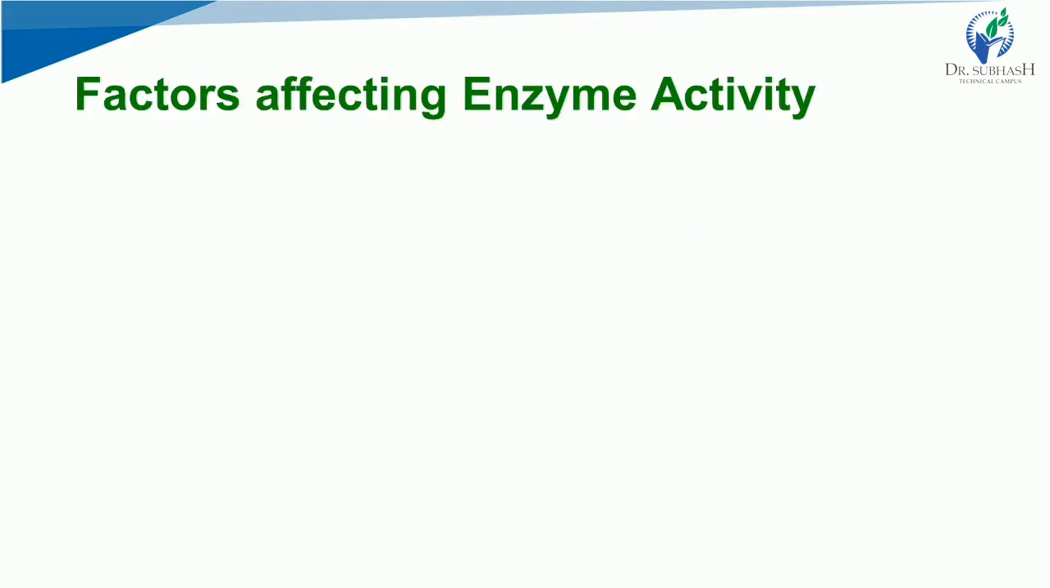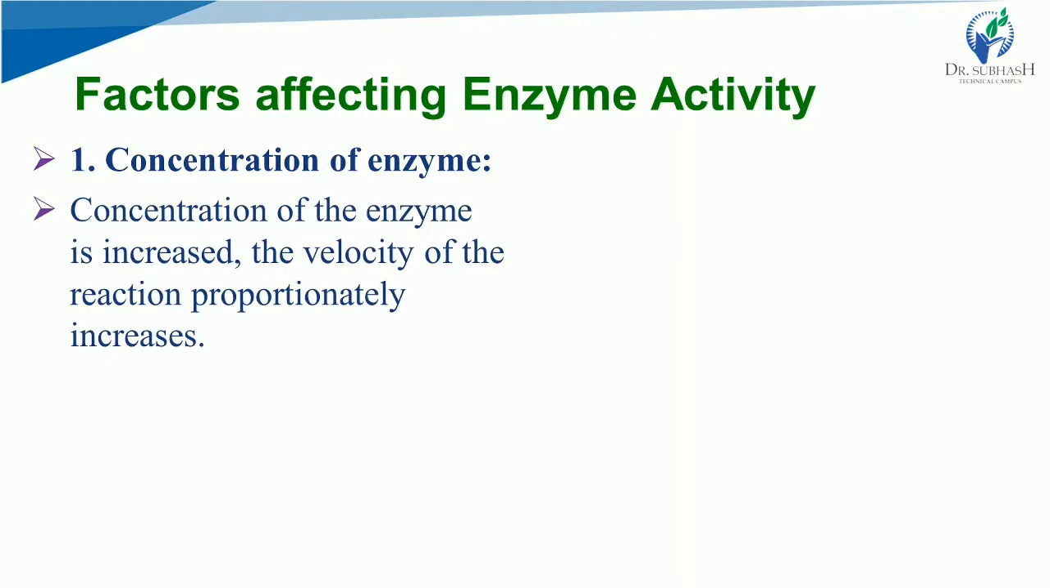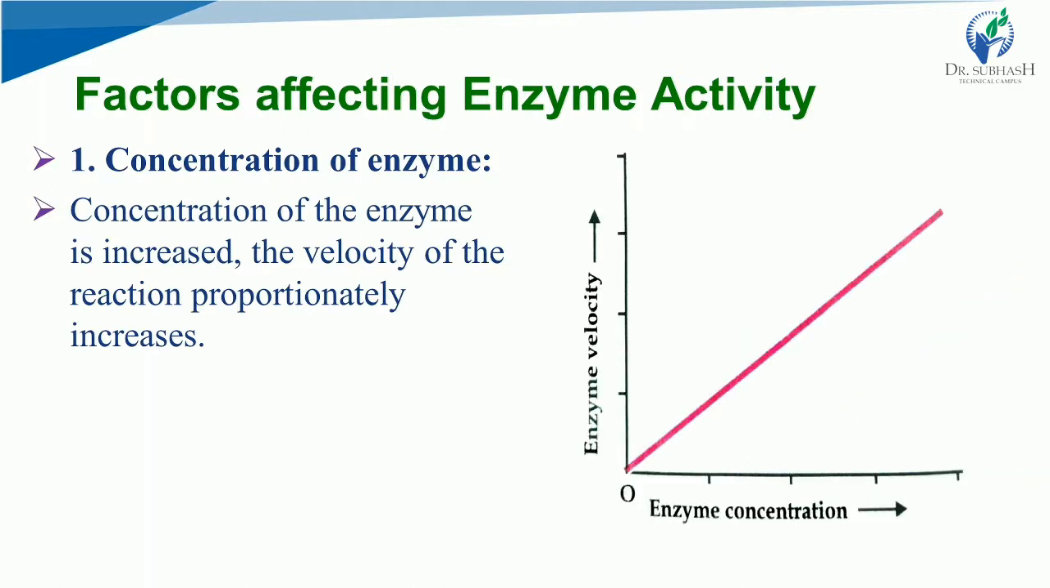Now we are going to study the factors that affect enzyme activity. The first one is the concentration of the enzyme. When the concentration of the enzyme is increased, the velocity of the reaction increases proportionately. You need to understand this by using this graph. As I mentioned, there are factors that affect it. We have already seen that two factors are most important, that is temperature and pH, and we are going to study those. But the first important factor is the concentration of enzyme. When you increase the concentration, the velocity will increase proportionately.